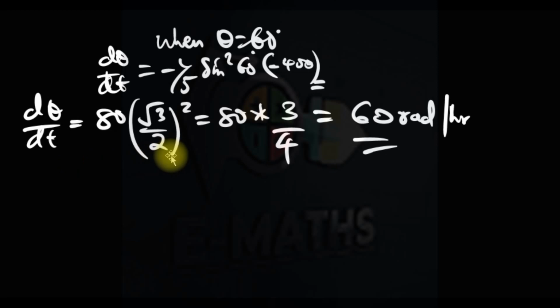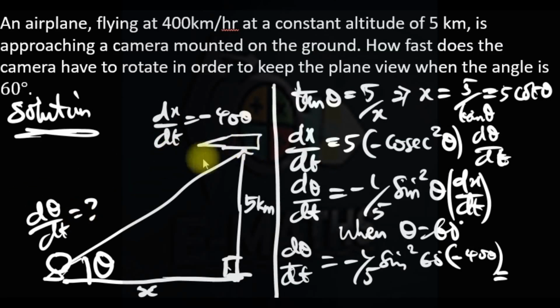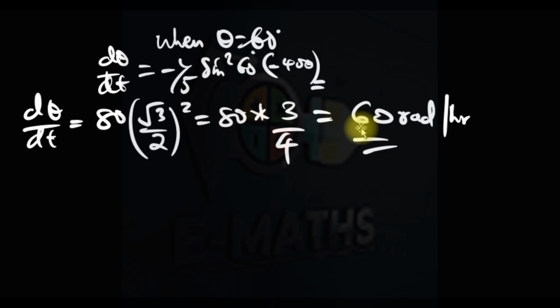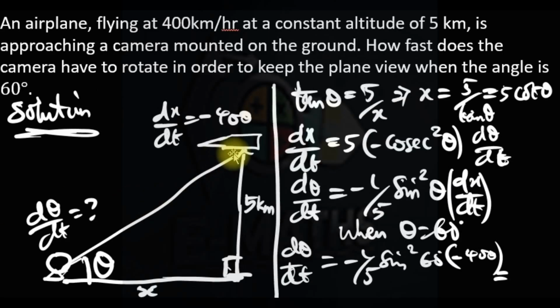So that's the answer. As you can see, as it's coming closer, the angle will be increasing as it moves here. So that's why it's positive. And also, as it's approaching, the distance is closing. That's why dx/dt is negative. So that's the answer.